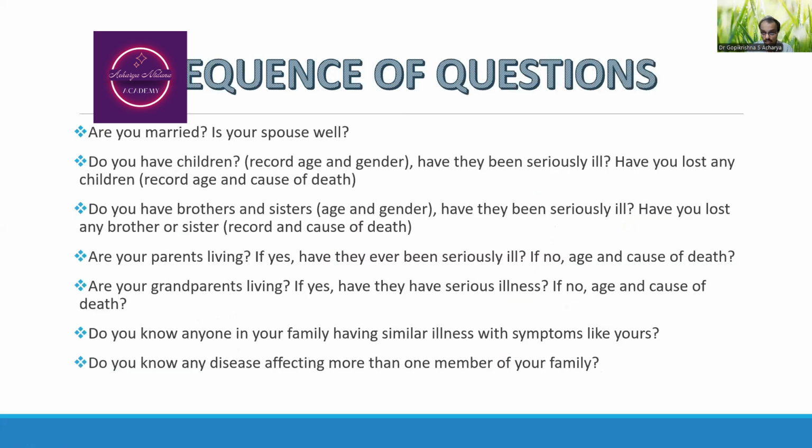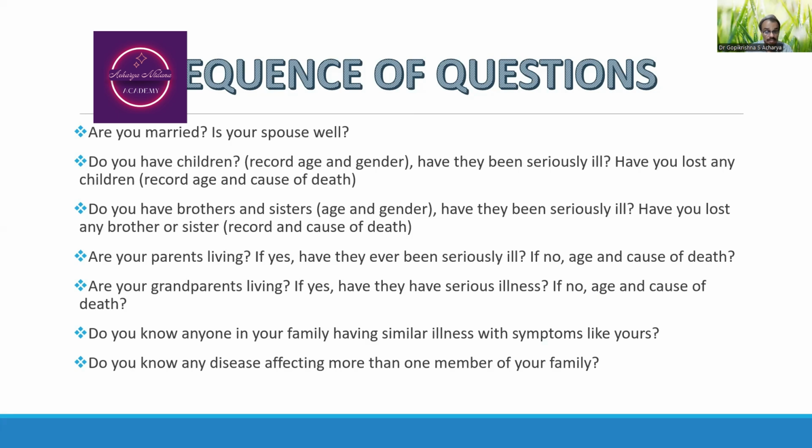When you think about questioning in cases of family history, this will be the order of the questioning. First of all, are you married? Is your spouse well? If not, the next question will be, do you have children? Record the age and gender. Have they been seriously ill? Have you lost any children? If the children are lost, then record the age and cause of death. That has to be mentioned.